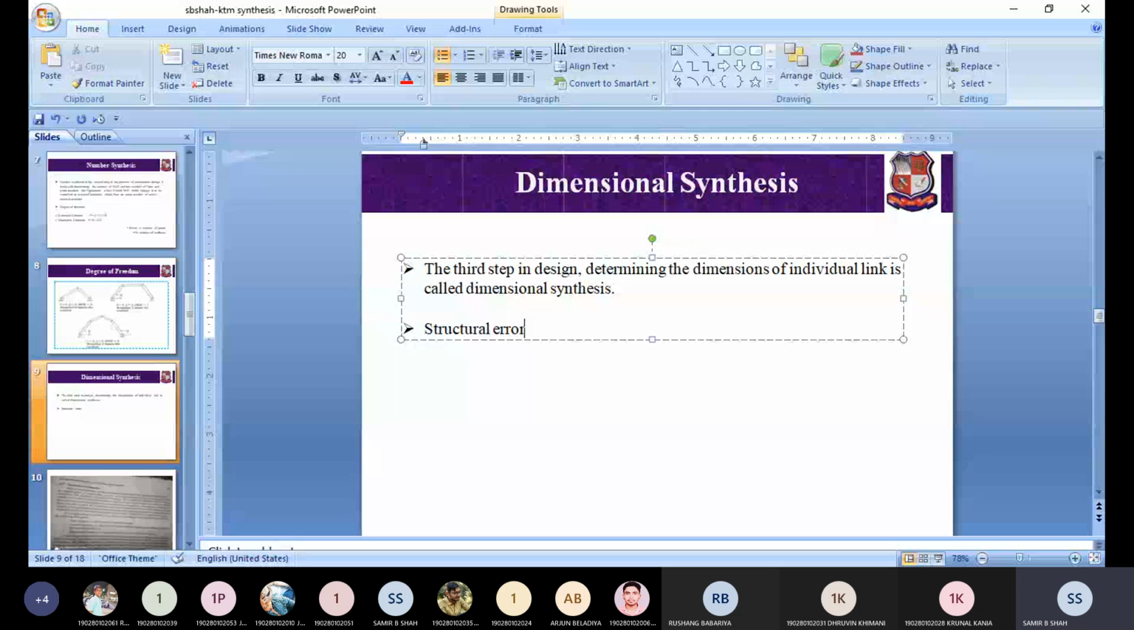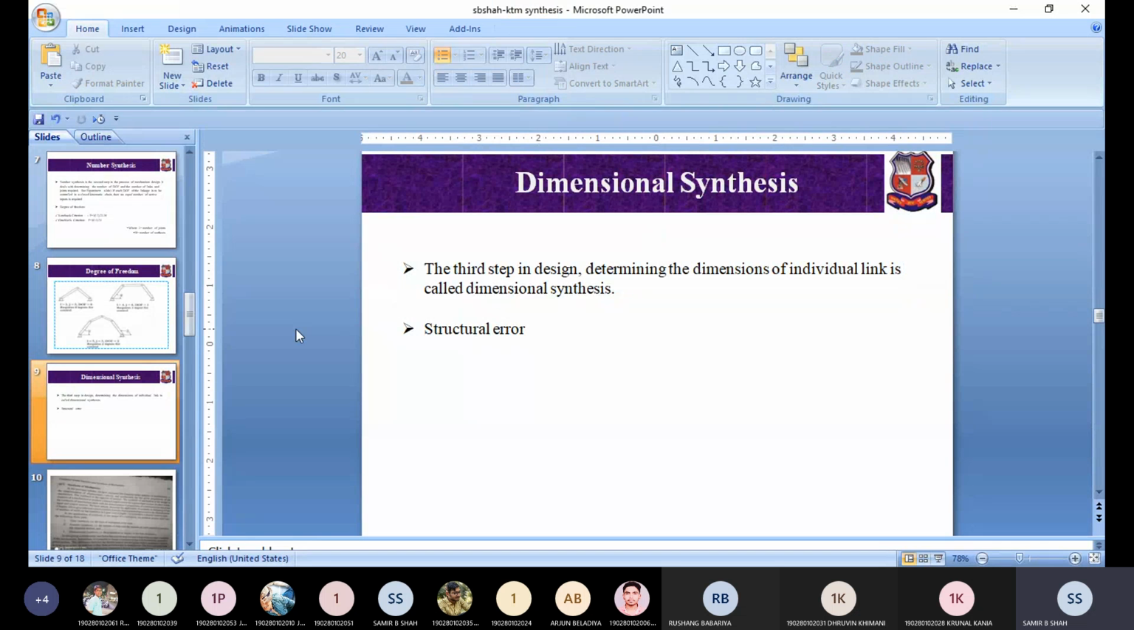In addition to this, there are errors due to manufacture. The error resulting from the tolerance in the length of the link and bearing clearance is known as mechanical error. So when we talk about designing, there are not only structural errors but also errors due to manufacturing and clearance. Mechanical error, manufacturing error, and structural error are generated when we start to produce the dimensions, that is, when we consider the synthesis.